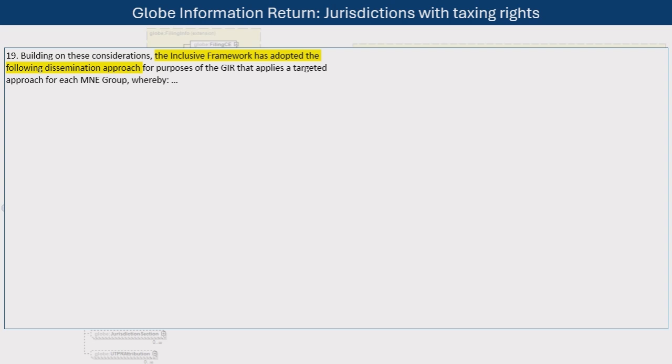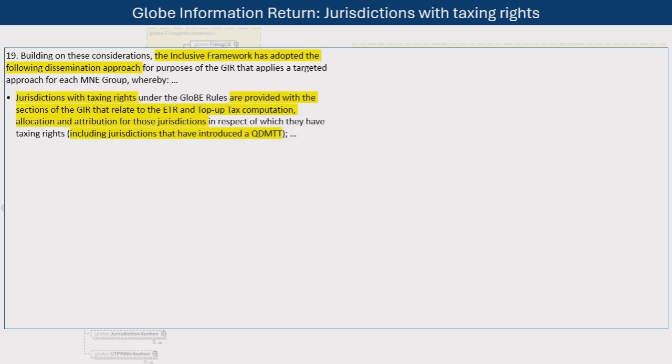So we've already looked at paragraph 19. It says, and we're not looking at the UPE, it's very clear, they get everything. But the Inclusive Framework has adopted the follow dissemination approach. Jurisdictions with taxing rights, and the question is, what is a jurisdiction with taxing rights? Are provided with sections of the GIR that relate to the effective tax rate and top-up tax computation, allocation, and attribution for those jurisdictions. So that's everything in the calculation section, in respect of which they have taxing rights, including jurisdictions that have introduced a QDMTT, because they obviously need to judge whether they do indeed need to give credits for that or not.